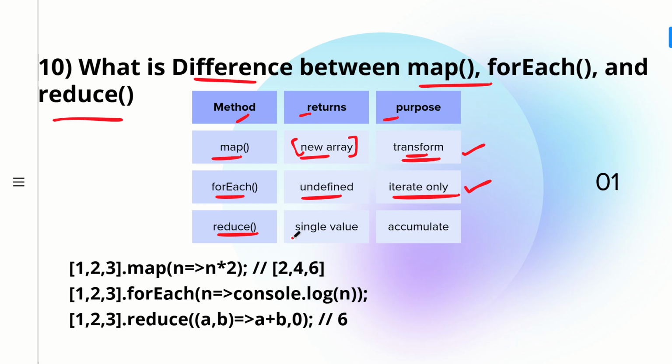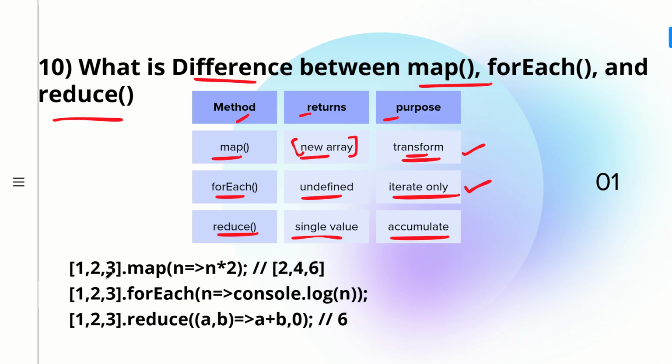Then you have reduce. Reduce returns a single value, and its purpose is accumulating the data. So you can have some kind of logic, and then you can accumulate the data and return that single value. The single value can be a number, a string, or an object, but one single value is what you can return from reduce.